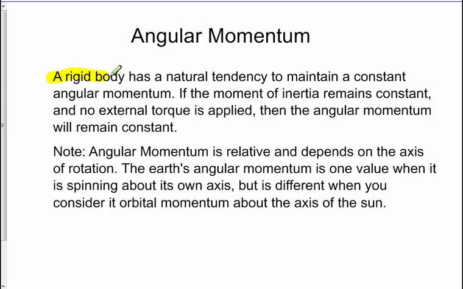A rigid body will have a natural tendency to maintain a constant angular momentum. If the moment of inertia remains constant and no external forces are applied to the system, then in all cases the angular momentum will remain constant. And a good example would be like our universe where there's no external forces being applied, we would have constant angular momentum. Or our Milky Way galaxy, or solar system, or the Earth rotating around the sun, if there's no external forces being applied, then in all cases the angular momentum will be constant throughout.